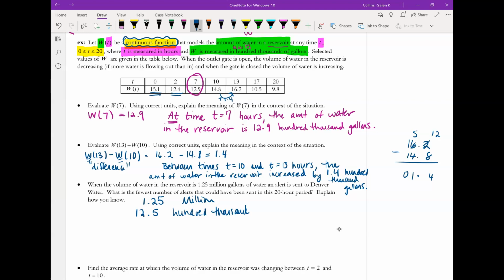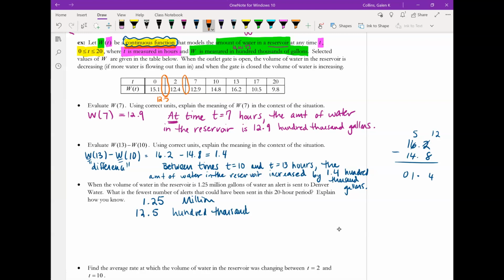So I'm going to look at the table, and just for ease of it, I'm going to delete the stuff that I wrote on the table. I know if you're writing at home with me, you can't really do that, but it's okay. So I can see that at some point right here between 0 and 2, and I don't know when, I would have to cross that 12.5 hundred-thousand threshold to be able to land at 12.4. Now I'm going to cross it again between 2 and 7.